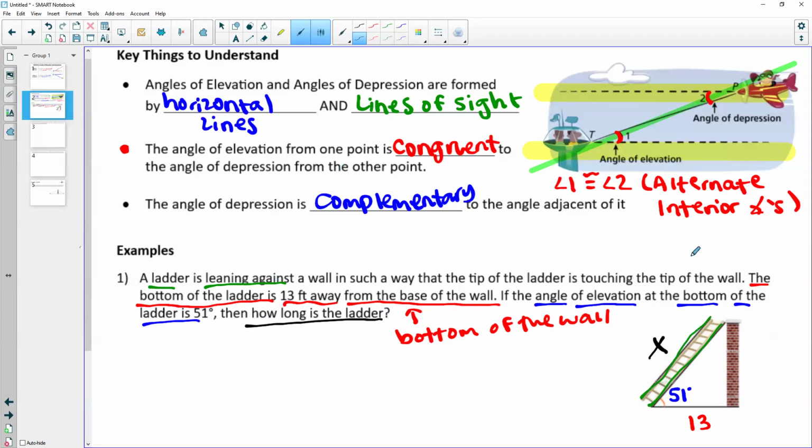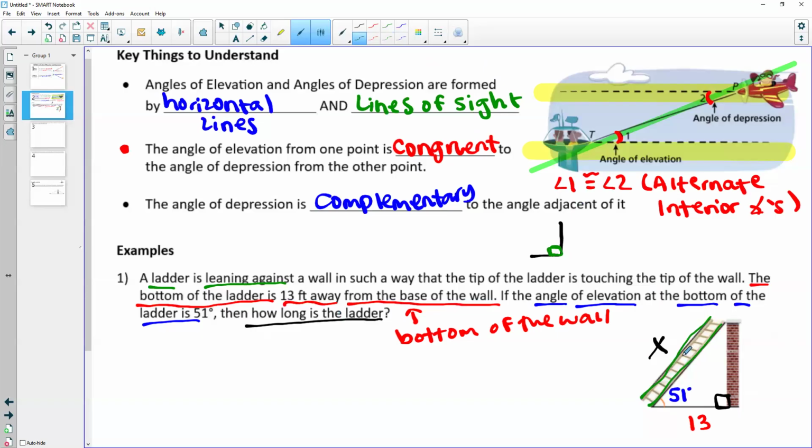Now, one thing that'll be left for you to do in these problems is to label your right angle. Right angles are going to look like this. They're going to be perpendicular. So you'll see a right angle whenever you see a picture that's drawn in that manner. So our right angle is going to be located right here. So what we're working with here is a right triangle, and we want to find how long the ladder is.